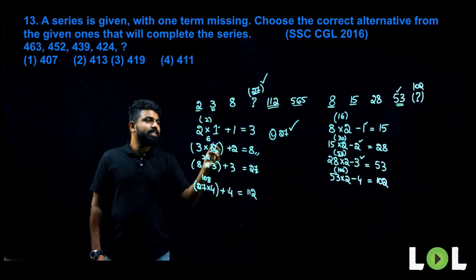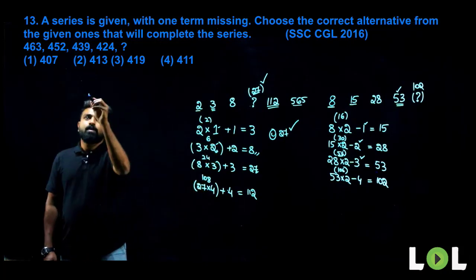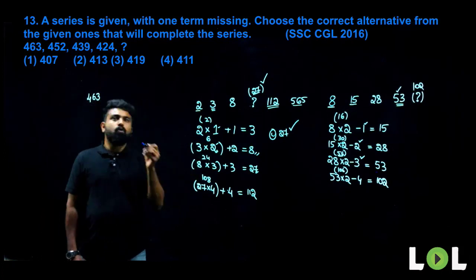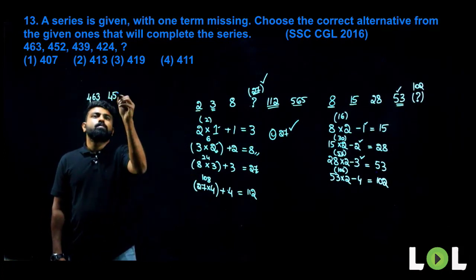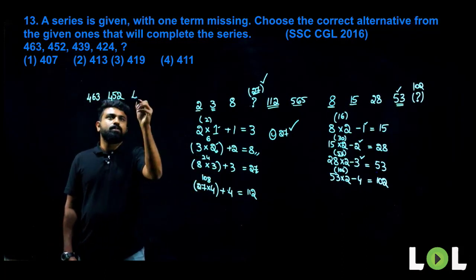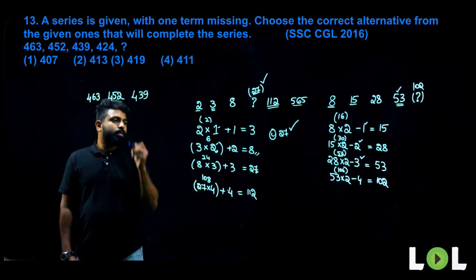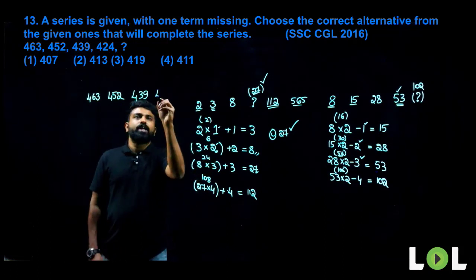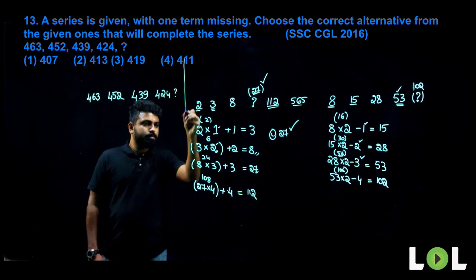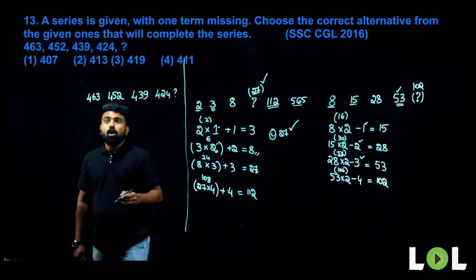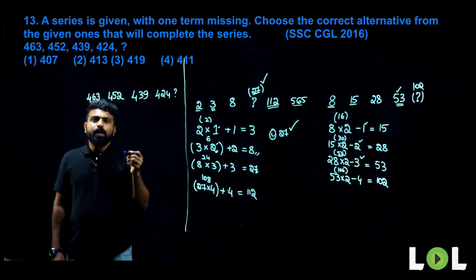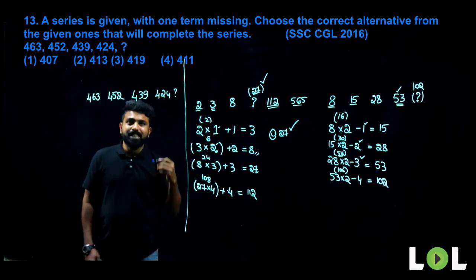What is the series here? 463. What is my next term here? 452. My next term here is 439. What is my next term then? 424. And then there is a missing term. So, don't get scared looking at the huge numbers here. Be calm and follow the procedure that we are following till now.